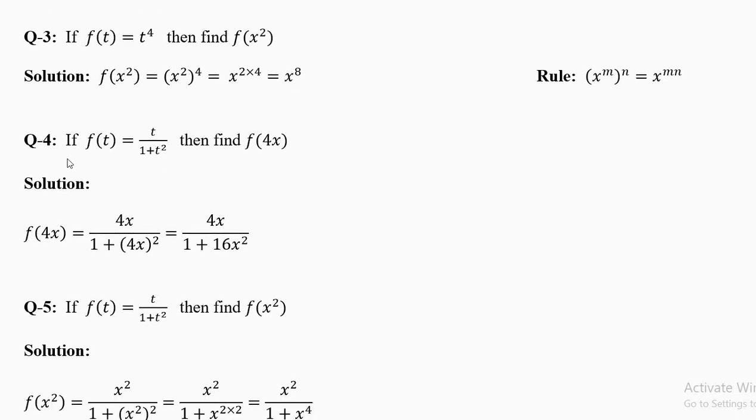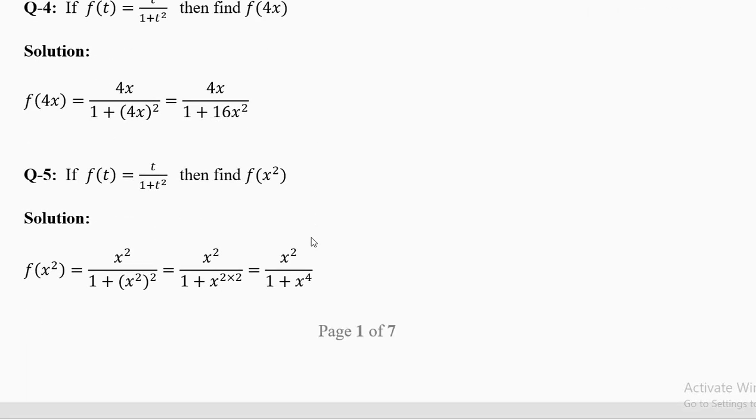Now next example, question 4. F of t equal to t divided by 1 plus t squared, then find f of 4x. Put t equal to 4x. So this t will become 4x and this t square will become 4x whole square. Now 4x whole square is 4x into 4x, which is equal to 16x square.